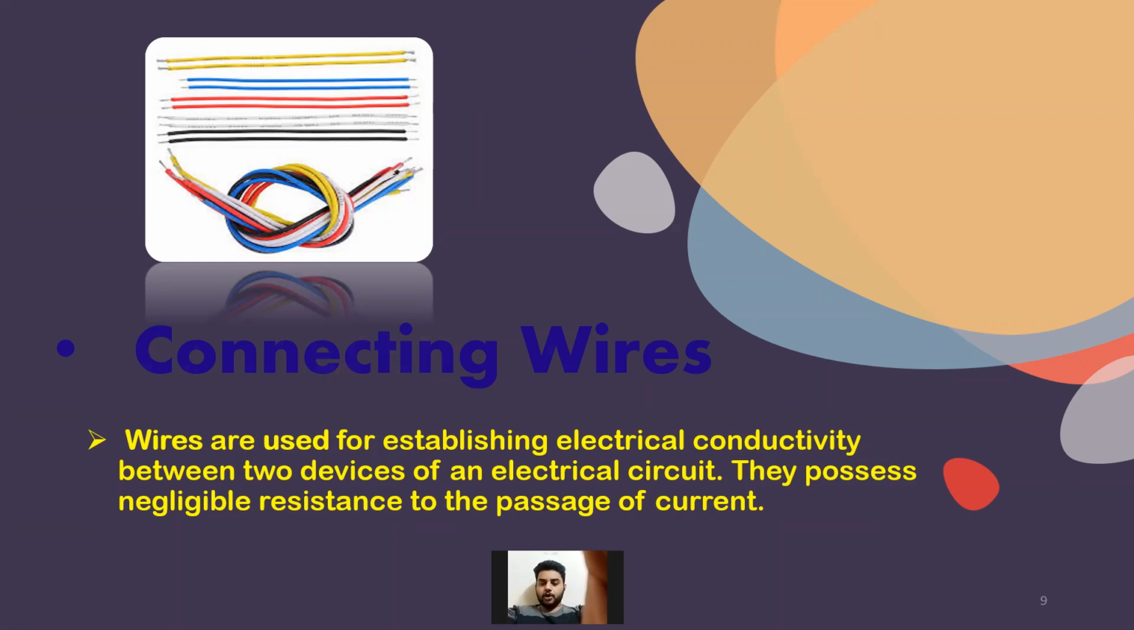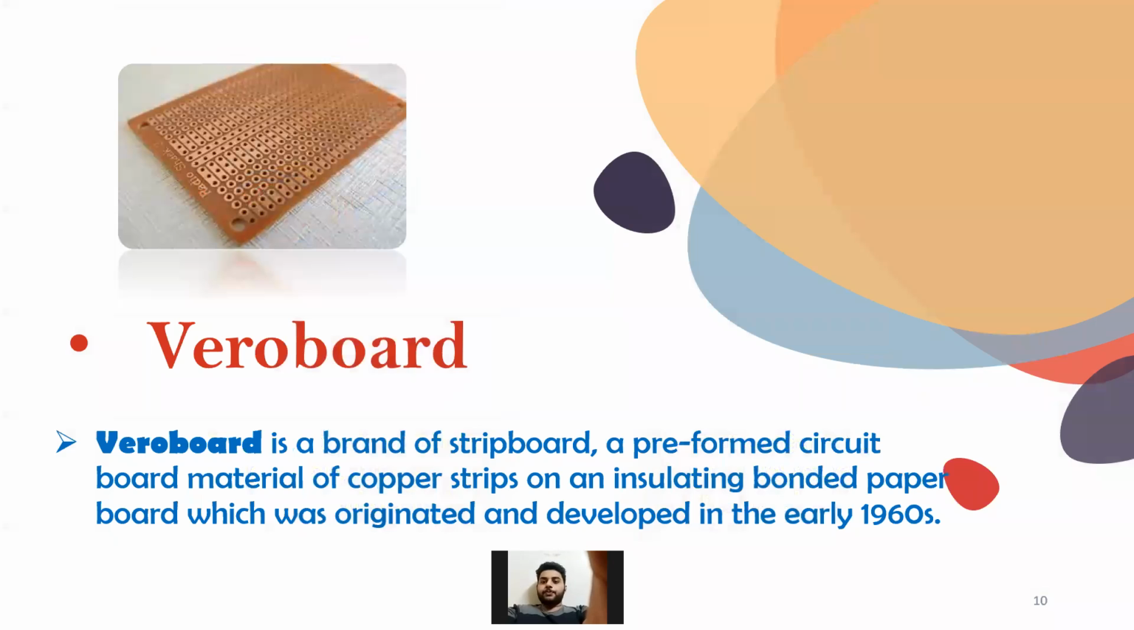Next we are going to talk about Veroboard. Veroboard, also widely known as Zero PCB, is a brand of strip board, a pre-formed circuit board material of copper strips on an insulating bonded paper board, which was originated and developed in the early 1960s. That's all from my side.